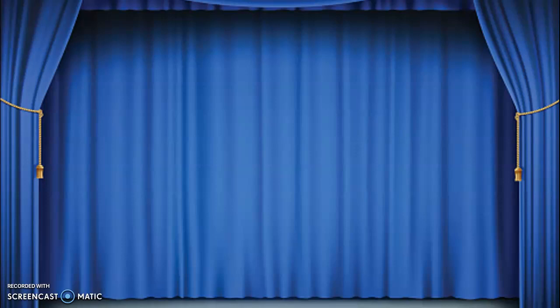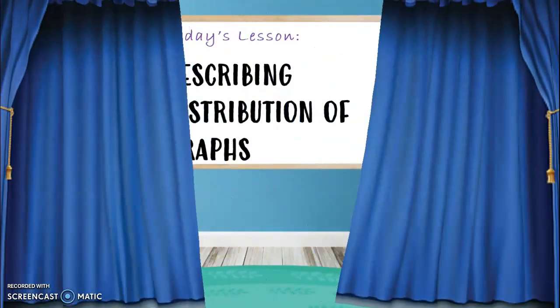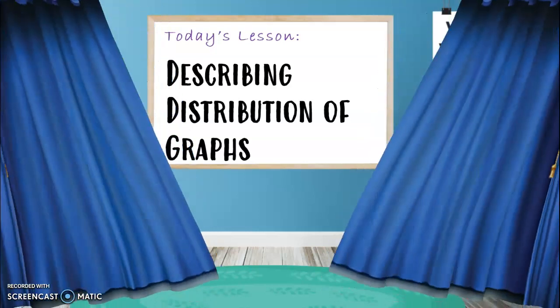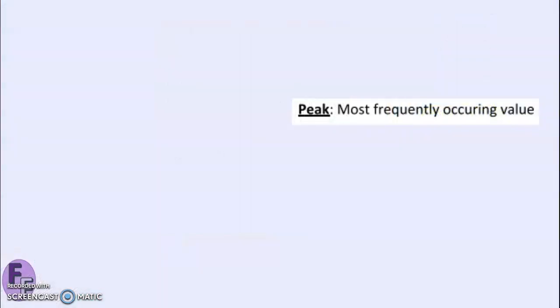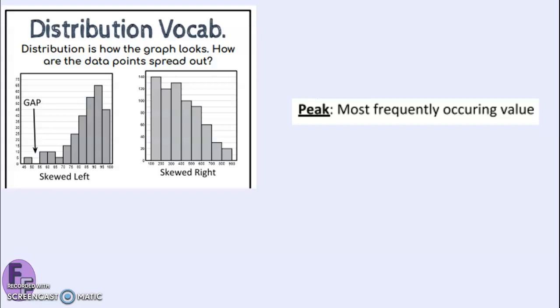In today's lesson, we will be looking at describing the distribution of graphs. Distribution just means the way a graph looks, or how the data points are spread out. If we look at this first graph on the left, we see a gap between the data. The gap shows right here on the far left of the graph. A gap is just that there's no data value there.